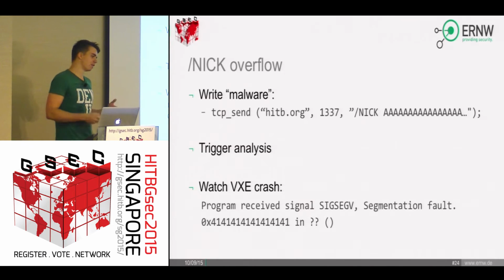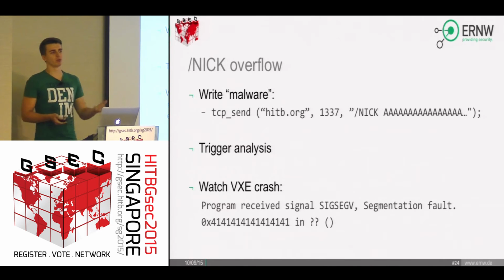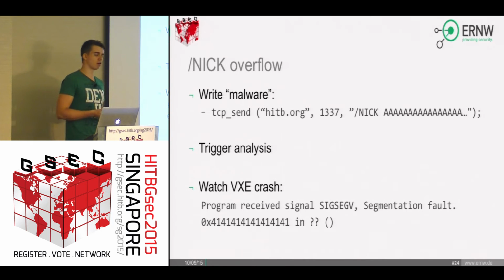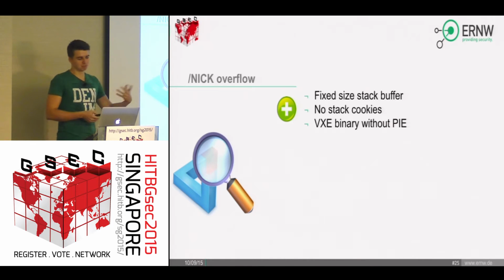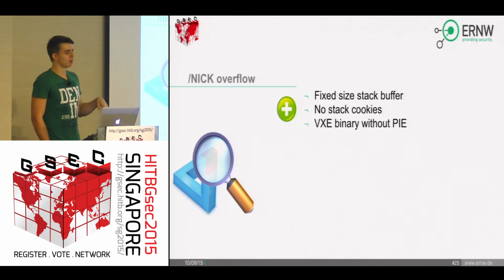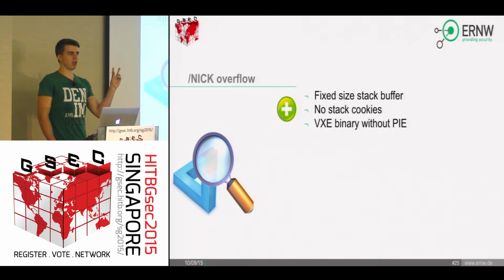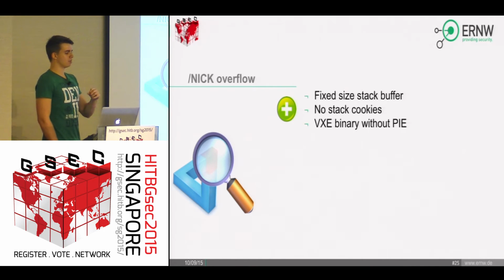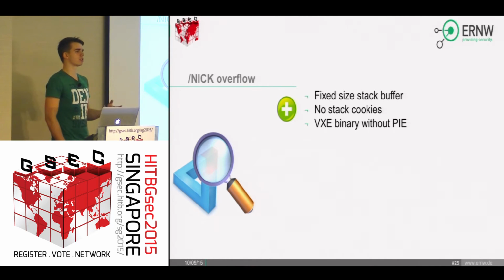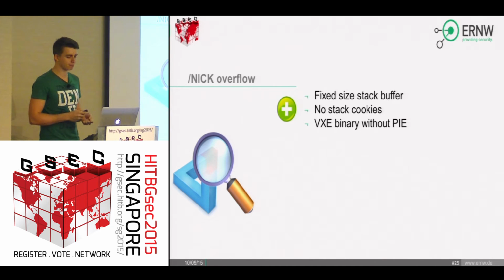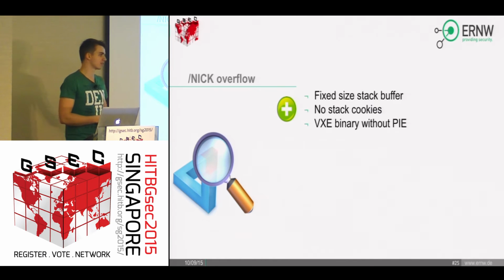Now, if you then want to actually exploit that, so we want to get control over the instruction pointer, you have a fixed stack buffer, so that's quite easy. You don't have any stack cookies, also good. And the virtual execution engine binary itself doesn't support position independence, so it's always mapped at the same address. So you don't even have full ASLR. So at first I thought, yeah, that's trivial to exploit.